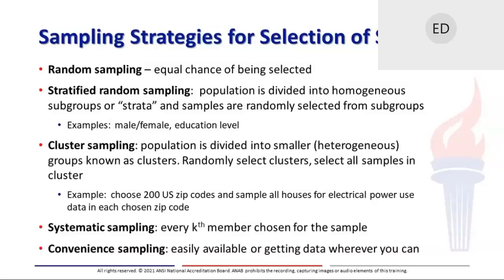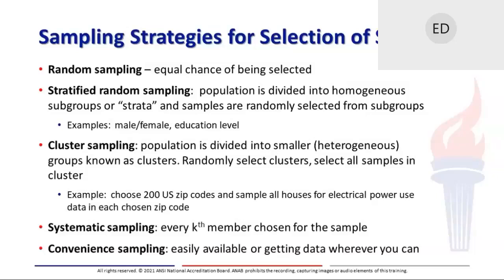Systematic sampling is a way to sample where you choose every 10th sample. So you'll have your samples lined up and say, okay, we're going to choose every 10th sample. And it's somewhat random, but in this case, you're doing it in a systematic fashion.